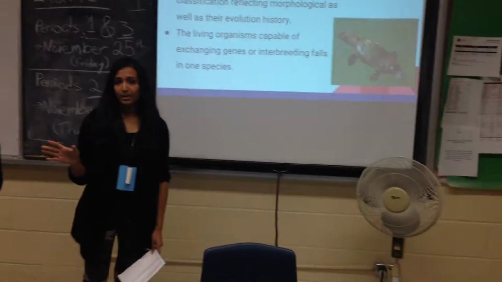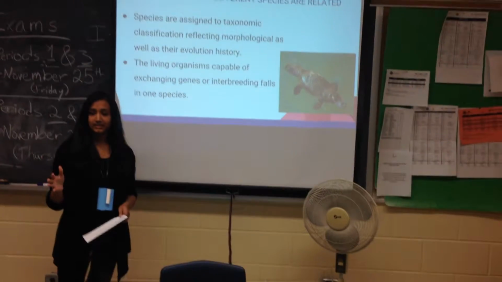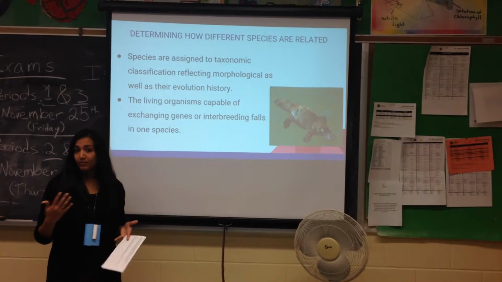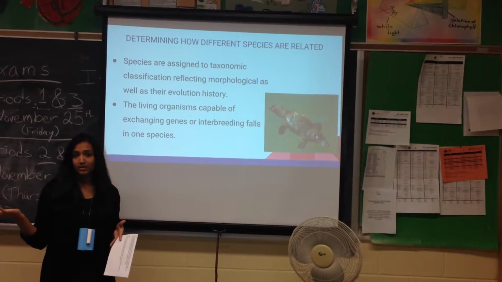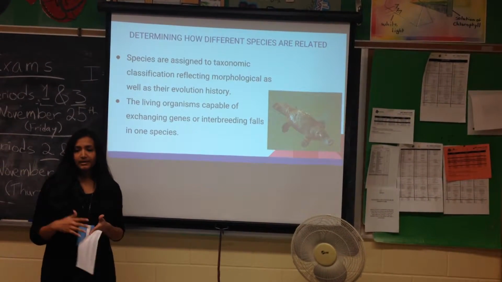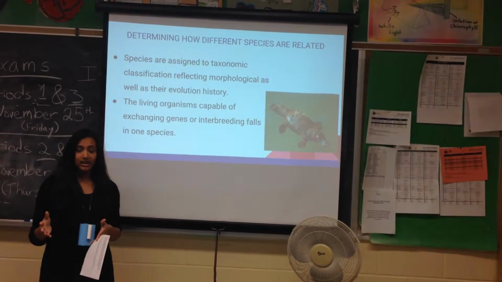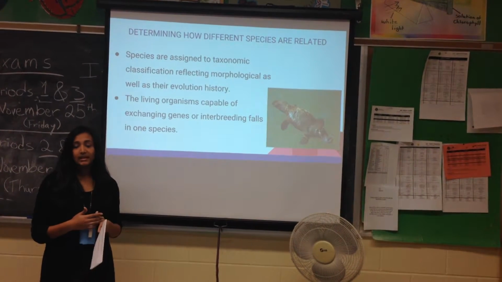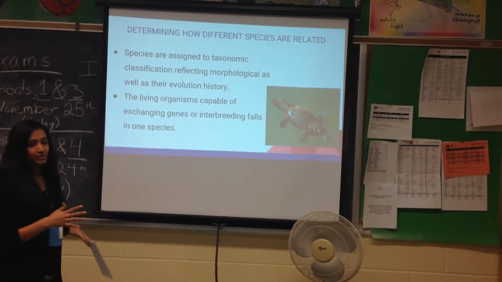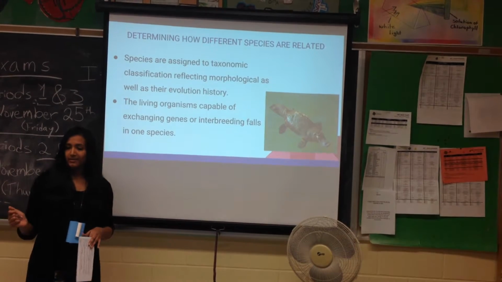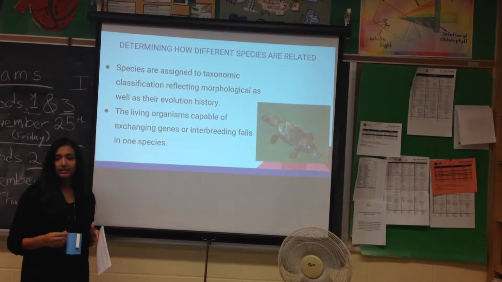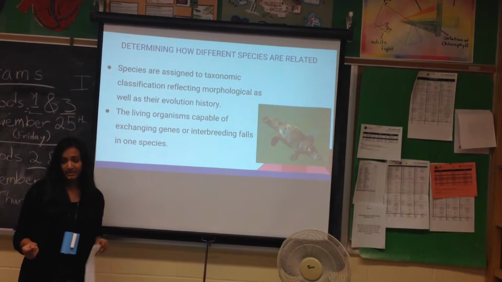Okay, so now just as we learned about the taxonomic classification of all kinds of species, how can we determine which species falls under what rank? How do we know where to put which animal into which categories? There are different ways that species are assigned to taxonomic classification, reflecting their morphology as well as their evolutionary history. Living organisms are capable of exchanging genes.